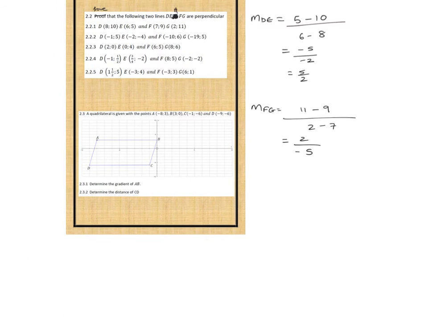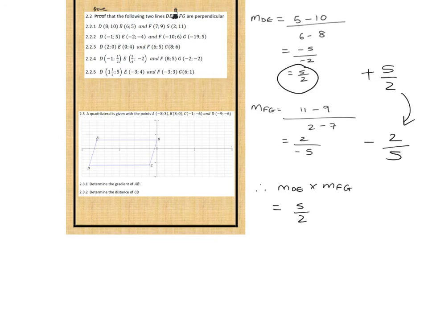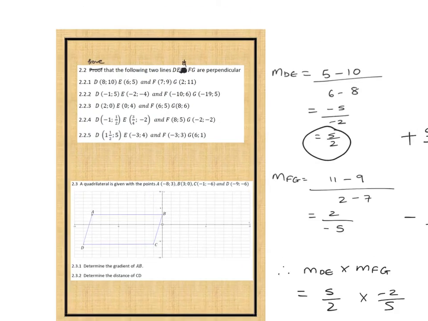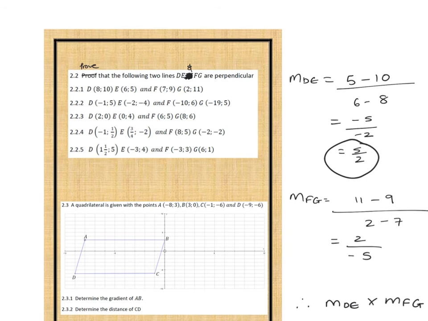Hopefully you notice that one is positive 5 over 2, the other one is -2 over 5. One is positive, the other is negative, and then they flip. This is how you'll set it out: therefore, gradient DE times the gradient of FG is equal to, now you don't know it's equal to -1 yet, so you first have to show us, it's equal to -1, therefore DE is perpendicular to FG. Just ignore that parallel line there. For all of them, prove that they are perpendicular.